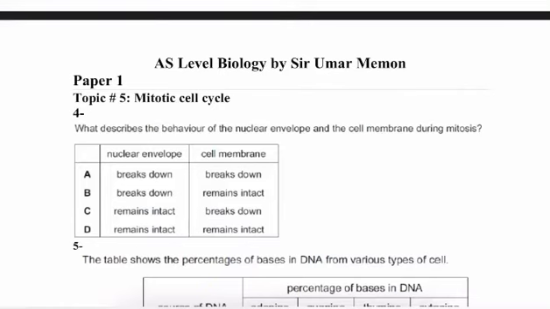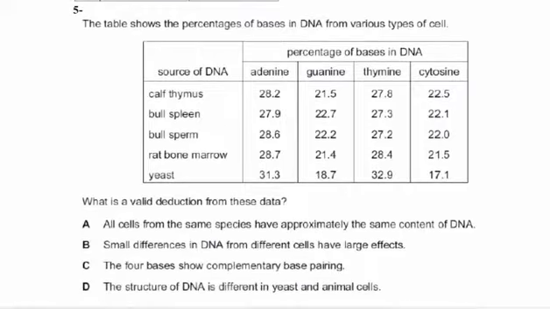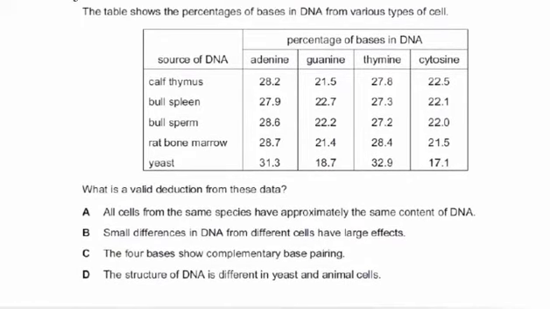What describes the behavior of the nuclear envelope and the cell membrane during mitosis? So we know that during mitosis, the nuclear membrane or nuclear envelope breaks down and the cell membrane remains intact. This is the fact. Let's move towards MCQ number 5. The table shows the percentages of bases in the DNA from various types of cells. What is the valid deduction from these data?